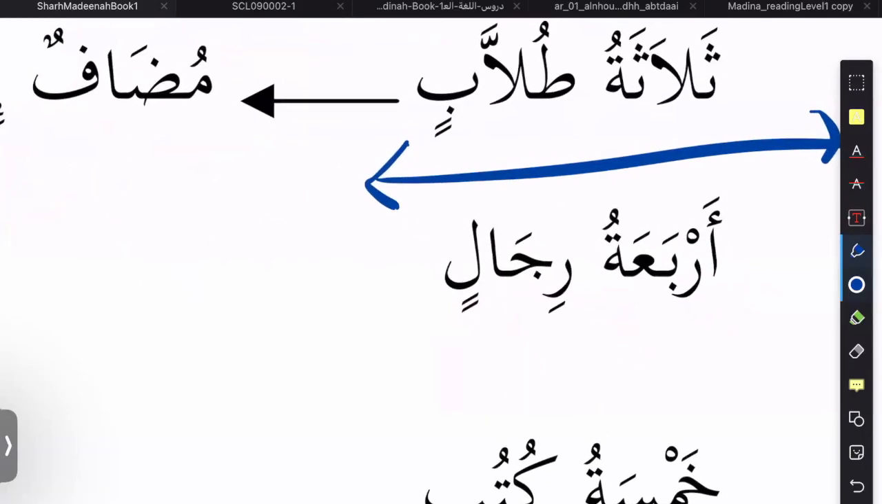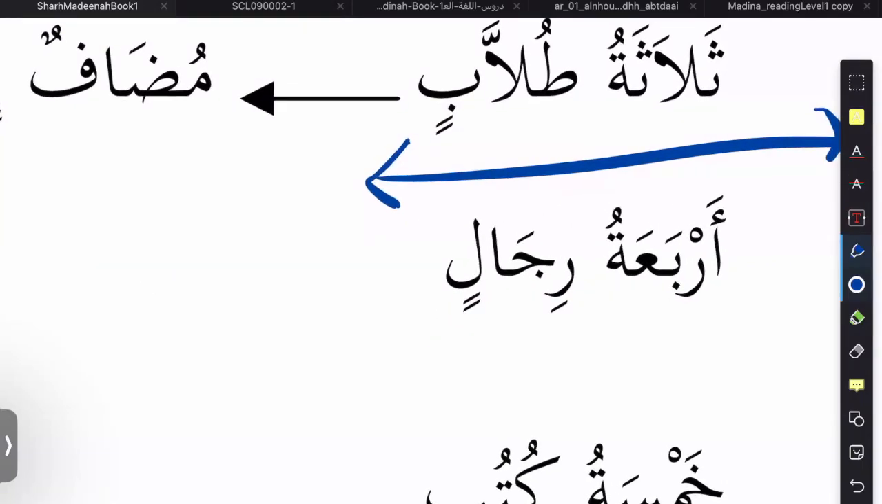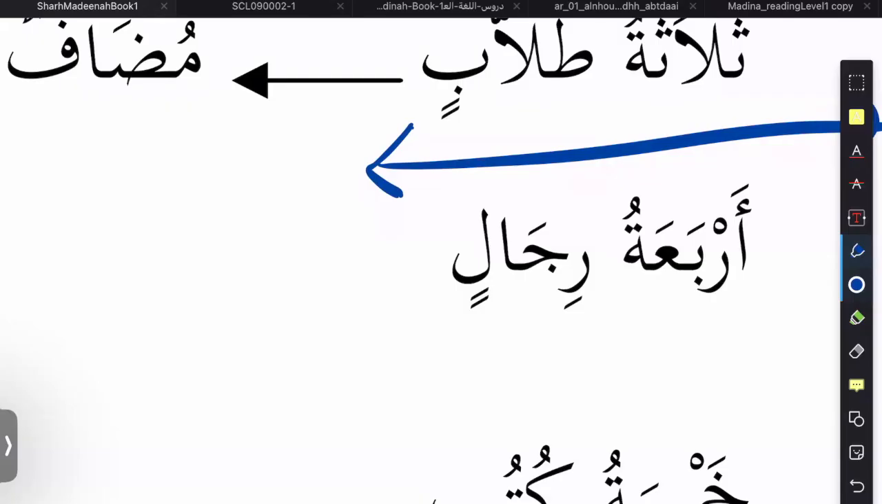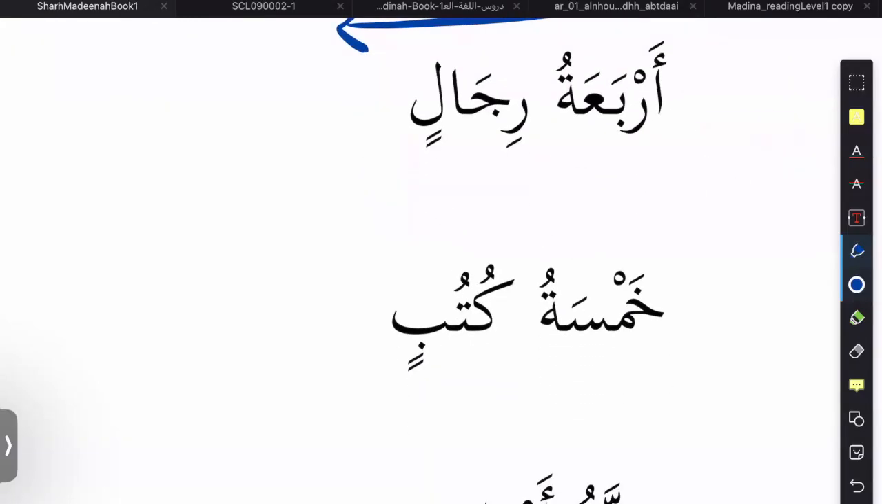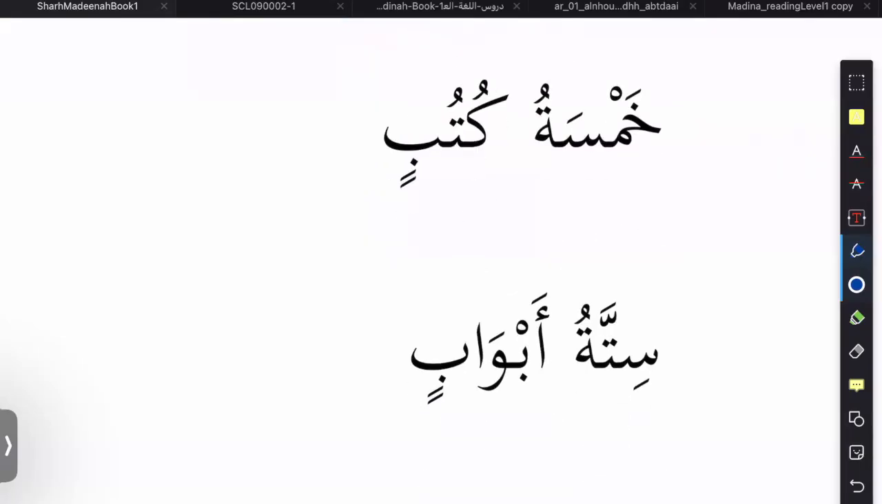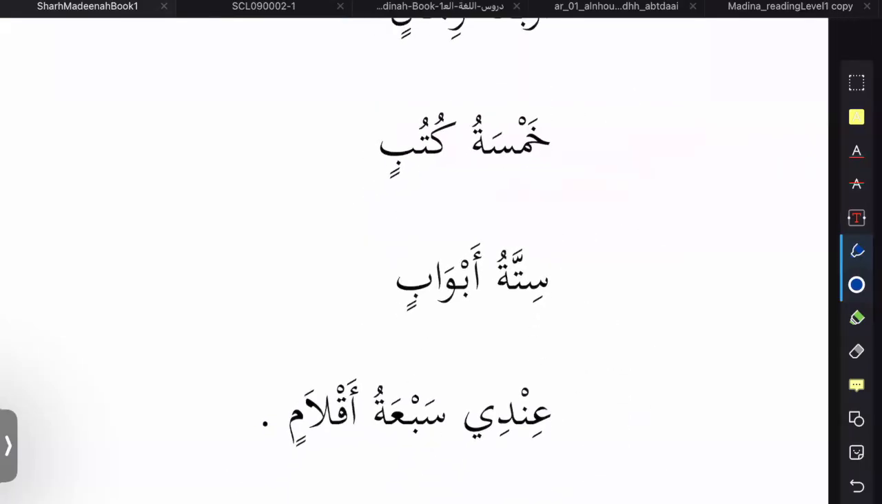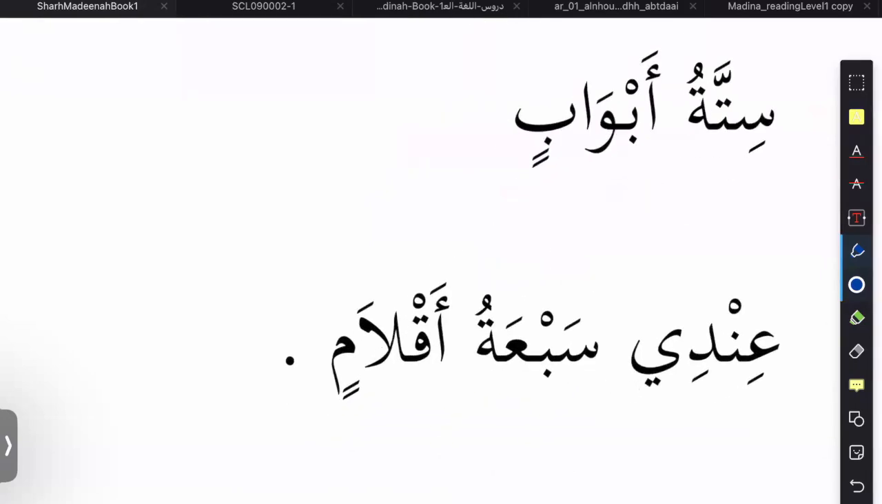Arba'atu rijalin. 4 men. You don't say rajul. Rajul is the singular. You say rijal, plural. Khamsatu kutubin. 5 books. Sittatu abwabin. 6 doors. Okay, عندي سبعة أقلام.